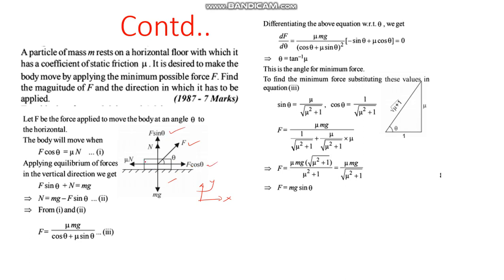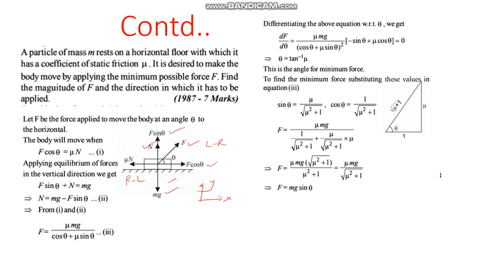When the block is placed on the ground, it is in touch with the ground, so it will have a normal reaction. The weight is acting downward. When you are applying force like this, it will try to move the object from left to right, so your friction force will be right to left. So this is the situation.